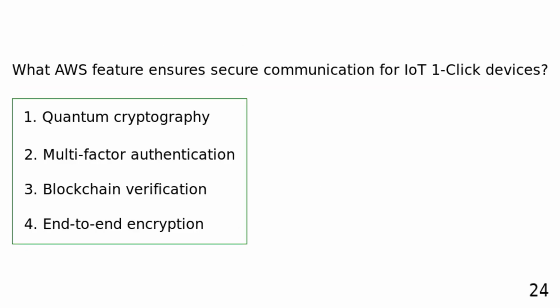What AWS feature ensures secure communication for IoT one-click devices? Quantum cryptography. Multi-factor authentication. Blockchain verification. End-to-end encryption.